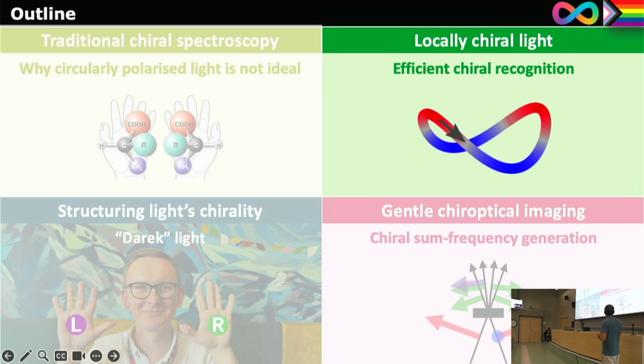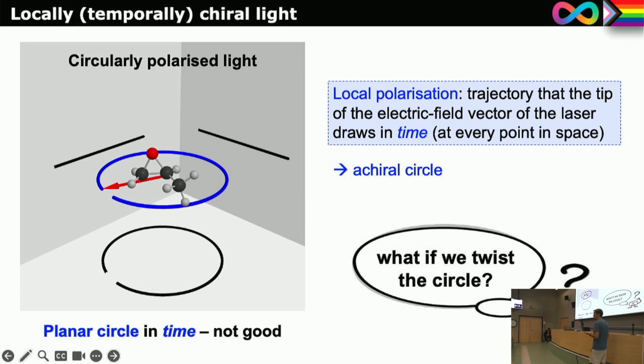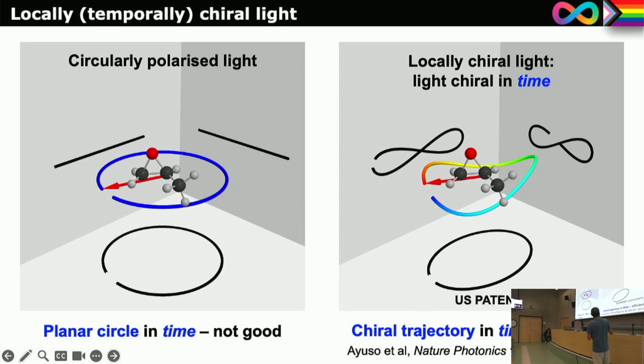So this brings me to the idea of locally chiral light. Again, I'm going to emphasize this. This is the polarization of the electric field vector of a circularly polarized wave in one point in space. And it does not make a helix. It makes a circle which is not chiral. But what if we twist this circle? We can twist the circle and have something like this. You can have a field where the Lissajous figure of the electric field looks a bit like some sort of potato chip. And this potato chip is chiral, and you can create these fields with two ingredients.